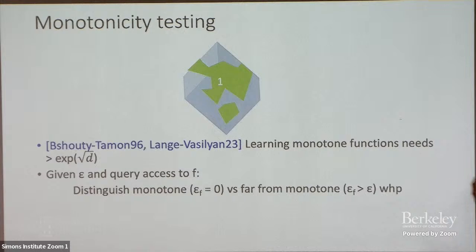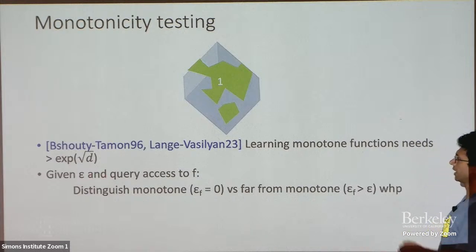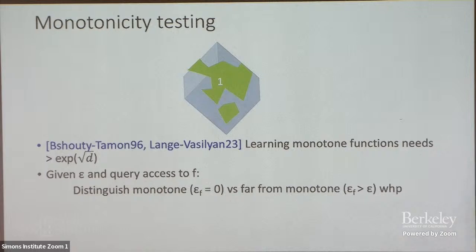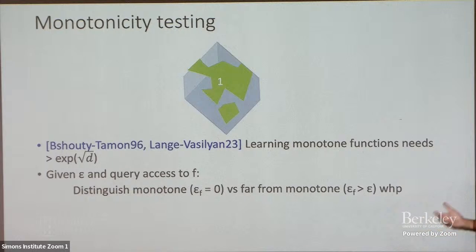Specifically, given some epsilon, which is the proximity parameter, and query access to a function, we want to distinguish a monotone function from something that is far from monotone. And this is the standard property testing setting.